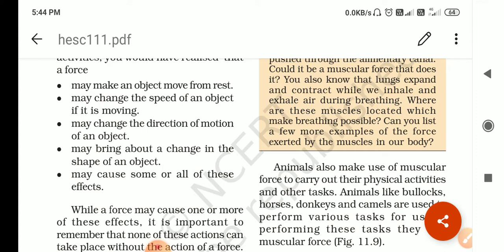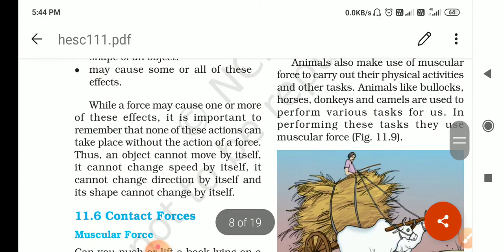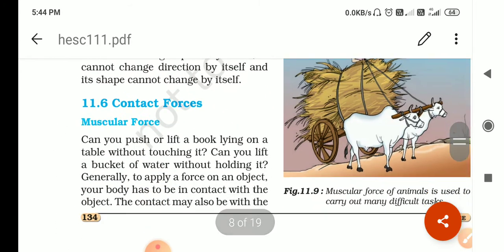When we apply a force, any one of the effects may be shown by that force, or more than one type of effect can be seen. Okay, today we will discuss the types of forces.